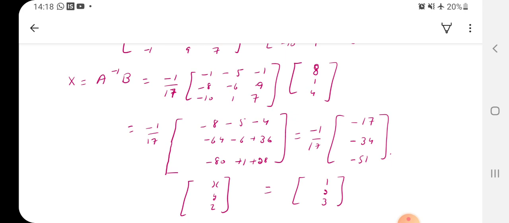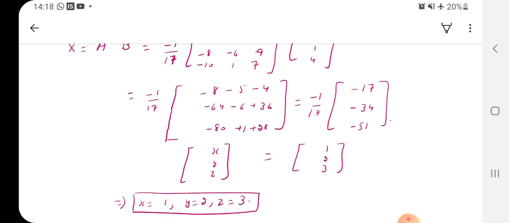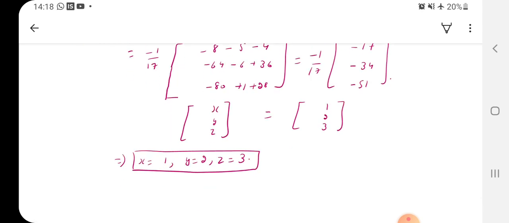Then second row with the column: minus 8 into 8, minus 64; minus 6 into 1, minus 6; 9 into 4, 36. Then third row with the column: minus 10 into 8, minus 80; plus 1 into 1, plus 1; plus 7 into 4, plus 28. So you will get minus 1 by 17 into minus 17, minus 34 and minus 51. Taking minus 17 inside, you will get 1, 2, 3. So now you got x equals 1, 2, 3.